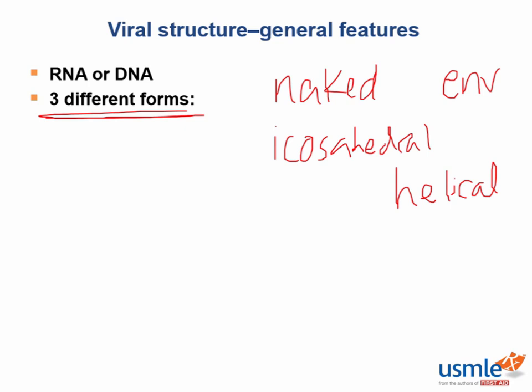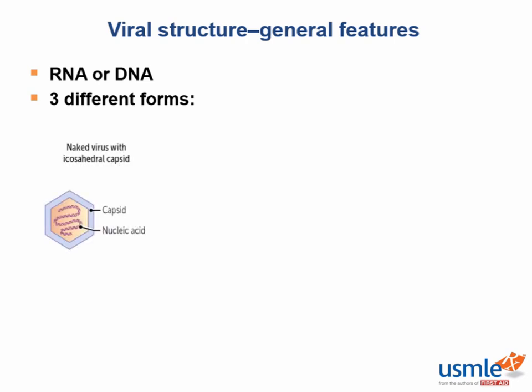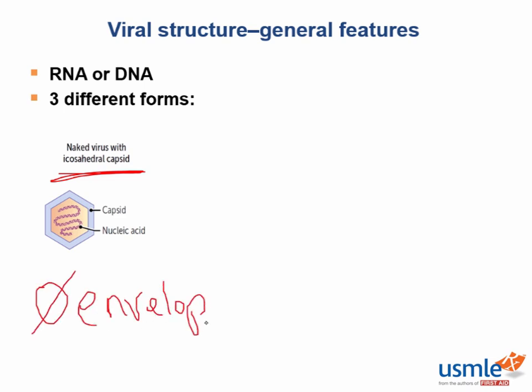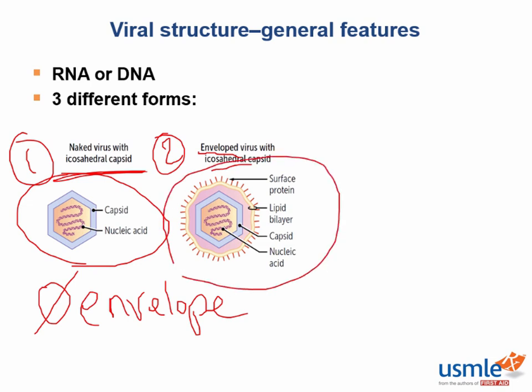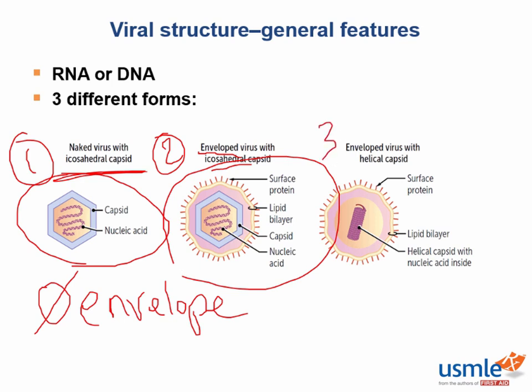So now we're going to combine these and show you the three types of forms that a virus can take. So first, a virus can be naked with an icosahedral capsid. When I say that there's a naked virus, that means that there's no envelope. So number one, the virus can be naked and have an icosahedral protein capsid. Number two, a virus can be enveloped with an icosahedral capsid. So here we have a naked virus with icosahedral capsid, and here is an enveloped virus with an icosahedral capsid. Very good. And finally, number three, we can have an enveloped virus with a helical protein capsid.